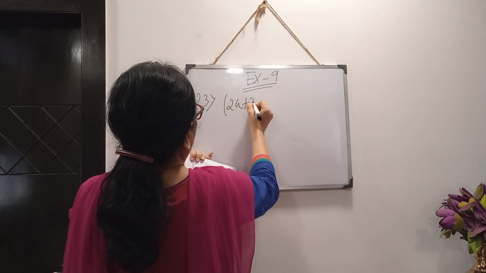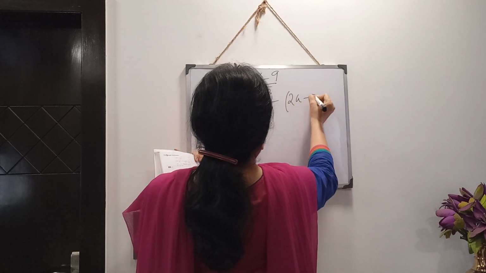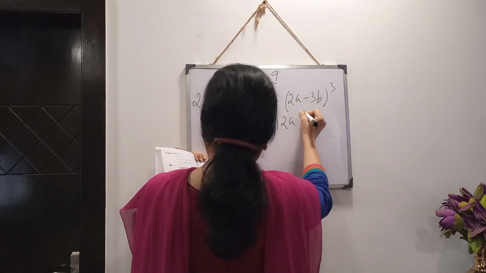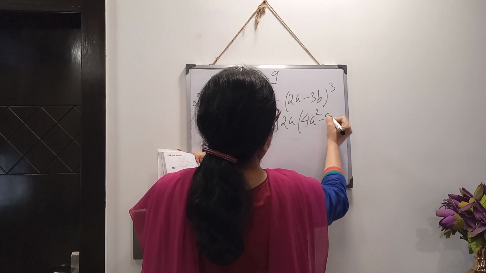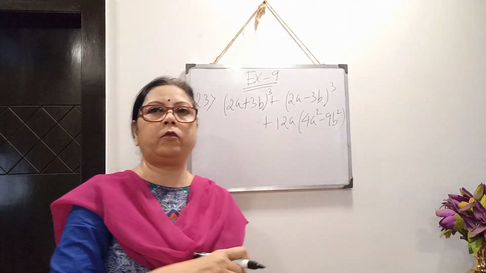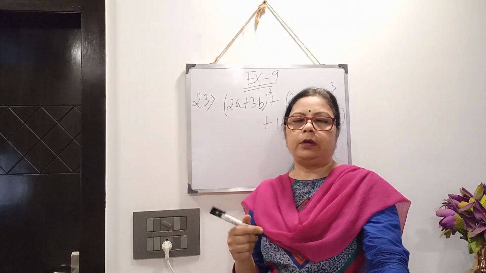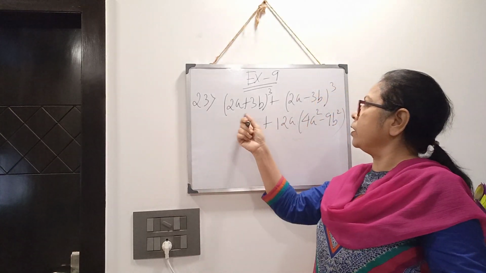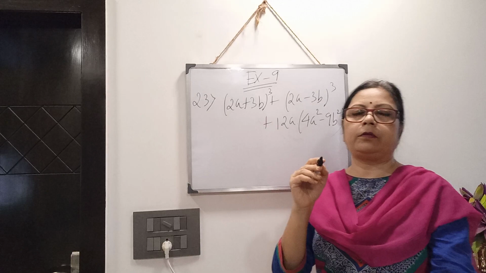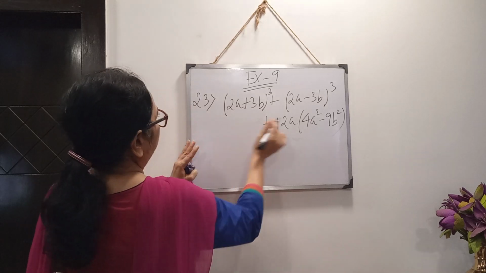It is given (2a + 3b) whole cube plus (2a − 3b) whole cube plus 12a into (4a² − 9b²). Clear? It is not given in that form, exactly in that form, (a + b)³ = a³ + 3a²b + 3ab² + b³. It is basically given based on the second form, that is a³ + b³ + 3ab(a + b). Now here we have to arrange it, it is not arranged properly.